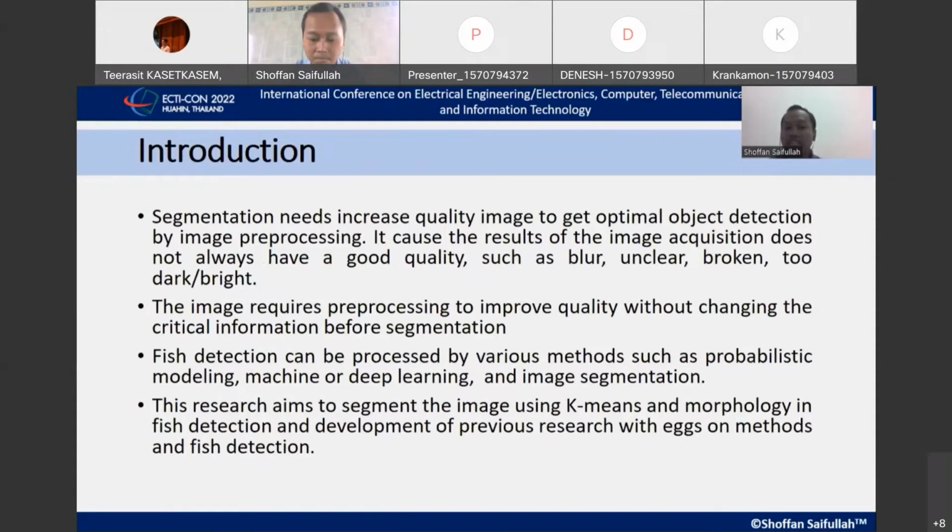Face detection can be processed by various methods such as probability models, machine learning or deep learning, and image segmentation, based on previous research. This research aims to segment the image using K-means and morphology in face detection, and to develop the previous research with an edge on the method, especially for blurred images and the detection of the face object.